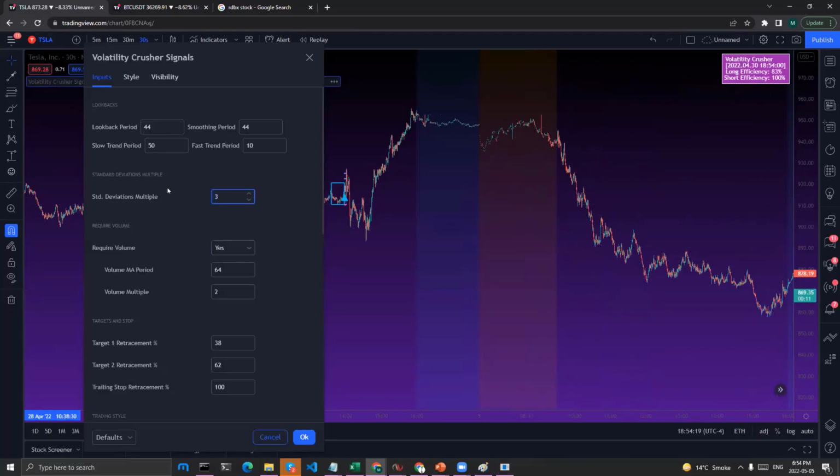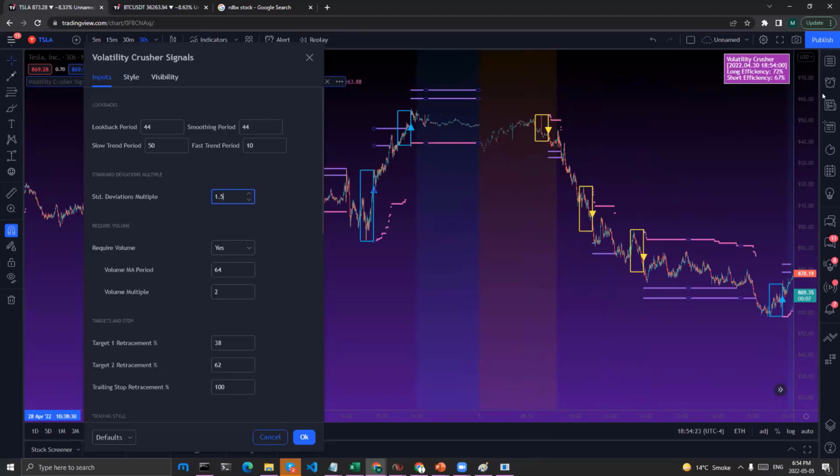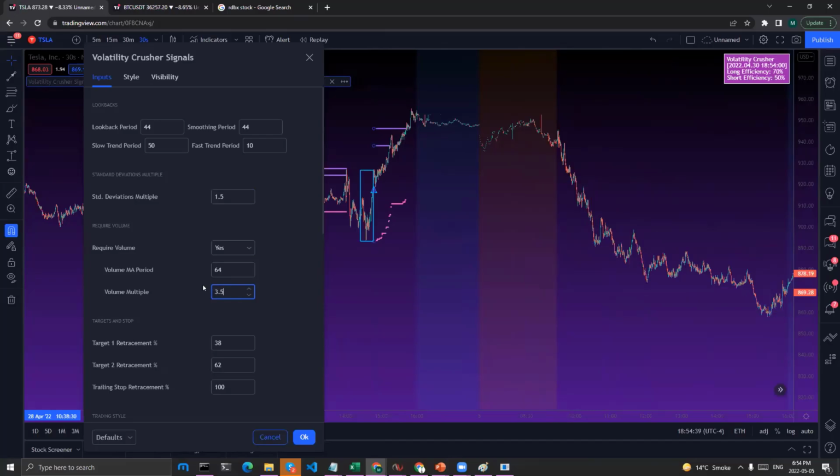I'm going to bring the standard deviations back down to get a few more signals. But I'm just going to show how the volume requirement tends to increase the reliability. So keep an eye on the statistics, 72 and 67, as we increase the volume multiple, generally you tend to get an increase in your statistics. In this case, we actually didn't on the short side, but we did on the long side.